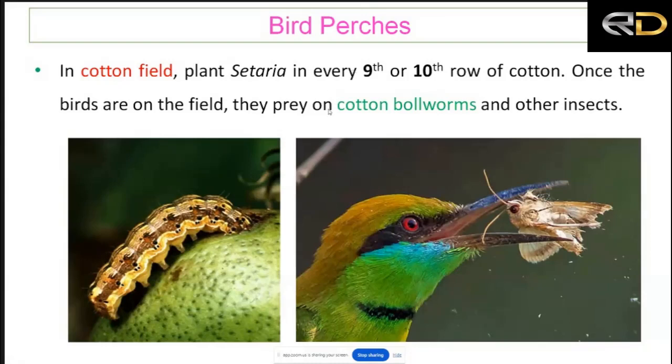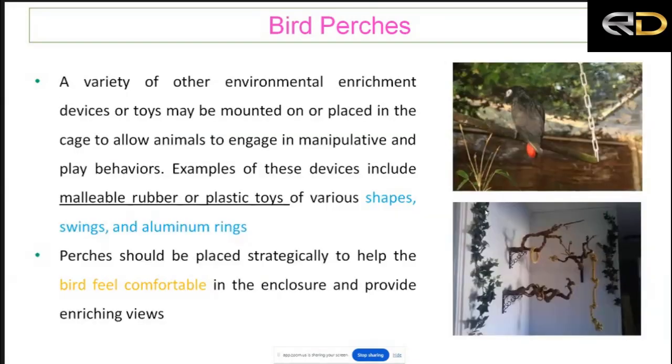You must know cotton bollworm is one of the biggest headaches for cotton growers. It is against this only that Bt cotton has been developed. Other insects also feed on cotton. That is why planting Setaria in a cotton field will be very helpful in making live bird perches, and the birds will bring down the pests.